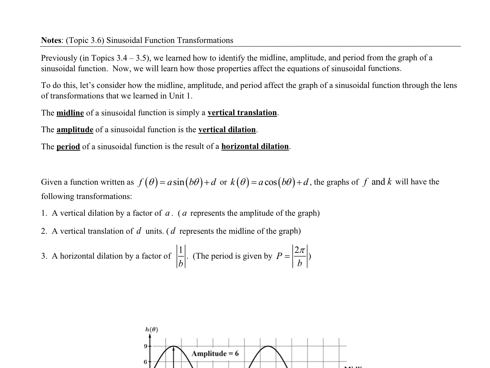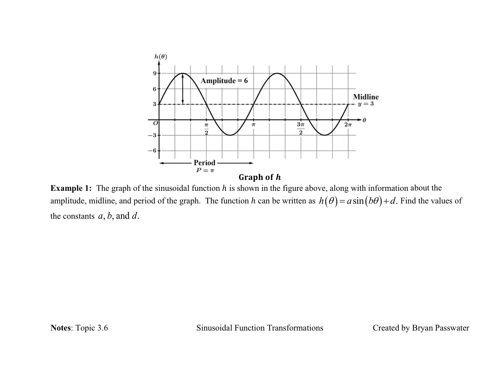And so a horizontal dilation does the opposite. Remember, when it affects the x, it does the opposite of what you might think. So if you're multiplying, it's really dividing. It's really the reciprocal of that. Now, what's our normal period of sine and cosine, like we just talked about? 2 pi. And so we're going to take that 2 pi and divide it by the coefficient b here. All right, so let's move to example 1.